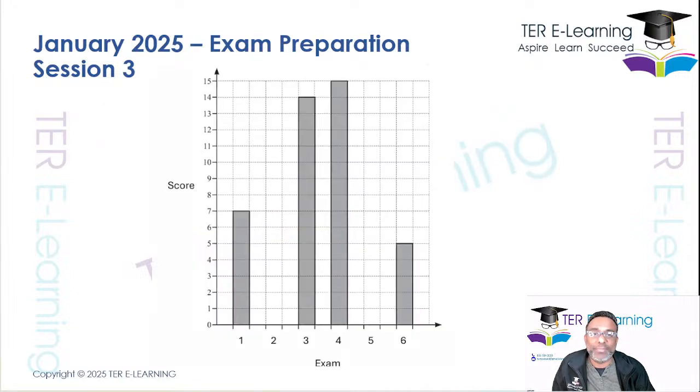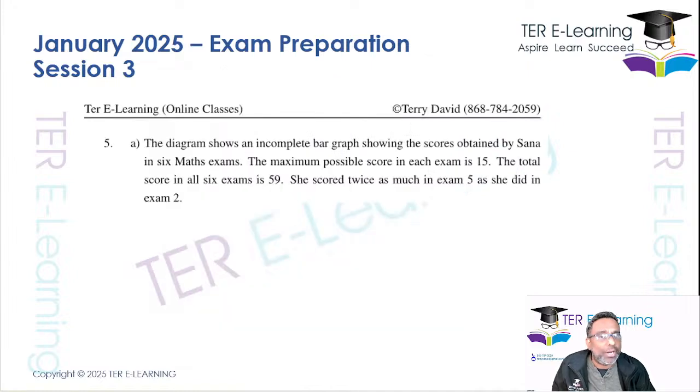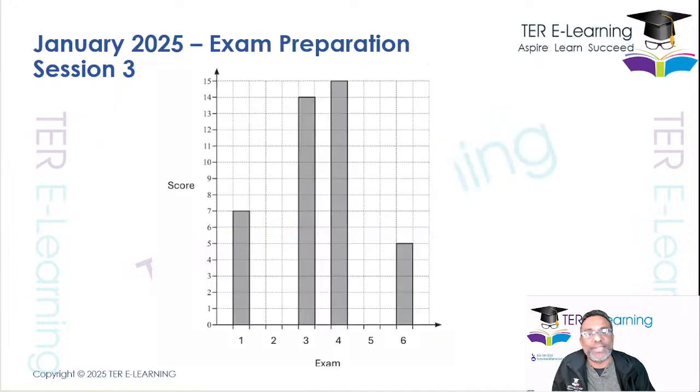Now you guys have to be able to take that information and translate that in order to complete this thing here, right? So the total score in all 6 exams is 59. So the total is 59.